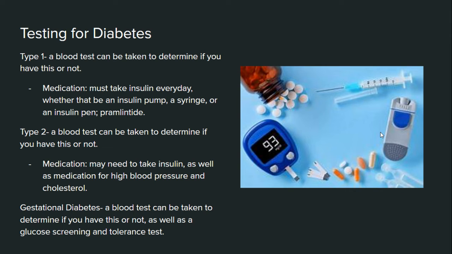It is called pramlintide. For type 2 diabetes, they may need to take insulin, maybe not, as well as other medications. So not everyone who has type 2 diabetes needs to take medications, but sometimes it can cause other conditions, such as high cholesterol or high blood pressure. So you may need to take medications for those. For gestational diabetes, a blood test can also be taken to determine if you have this or not, as well as a glucose screening and a glucose tolerance test.